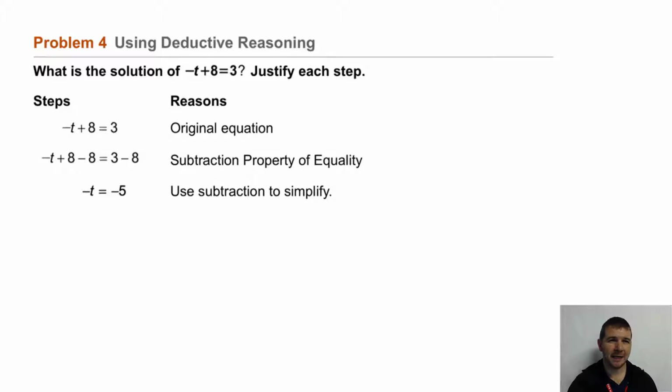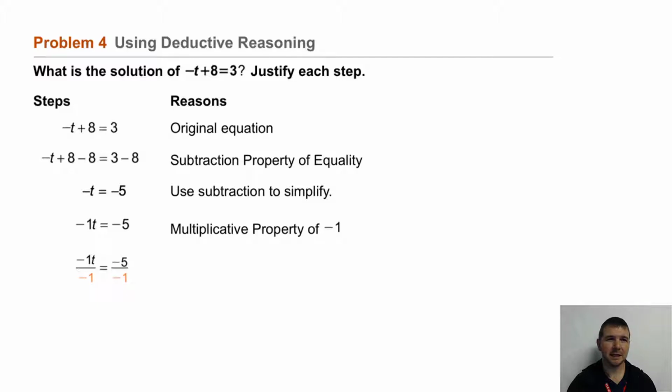Next, we can rewrite negative t as negative 1 times t and arrive at the equation negative 1t equals negative 5. Recall that's based on the multiplicative property of negative 1. Now to isolate t, we'll need to use the inverse of multiplying by negative 1. That's to divide by negative 1. And we'll perform that operation on each side.